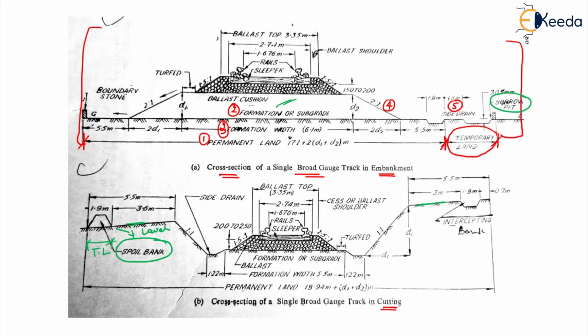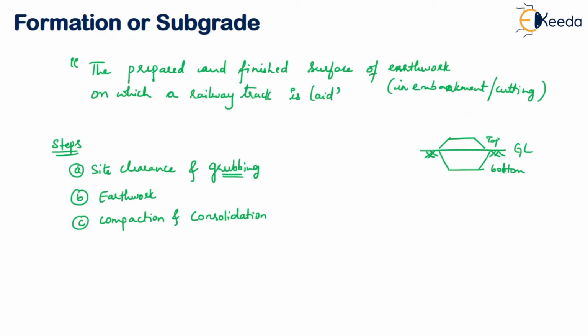So what is the function of a subgrade or a formation? We have already dealt with this in the first chapter. It has to provide a firm bed to the track. Then it has to provide a smooth and graded surface to the track. Then an effective drainage also it has to provide. So that is all about your formation or subgrade.